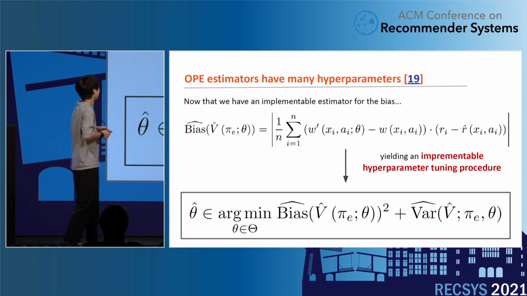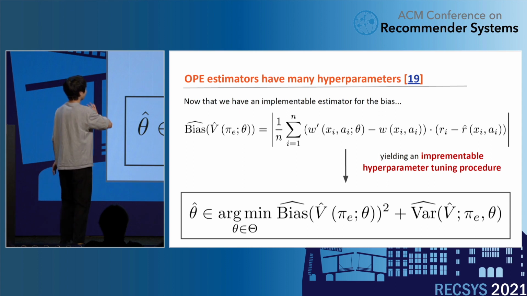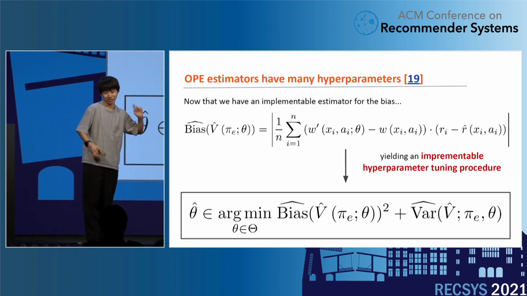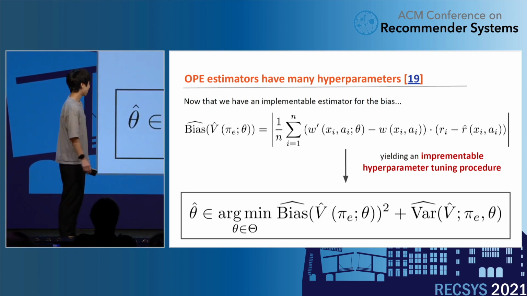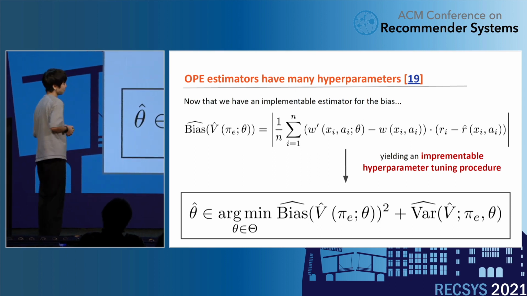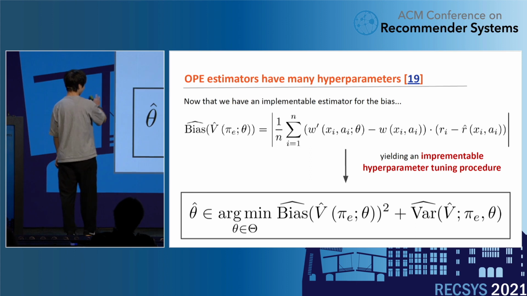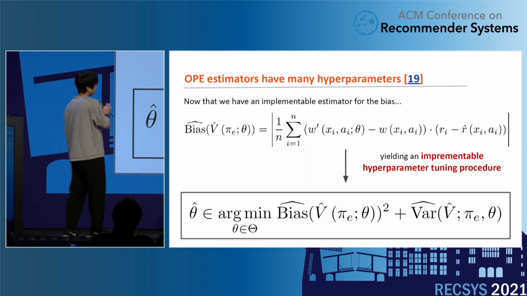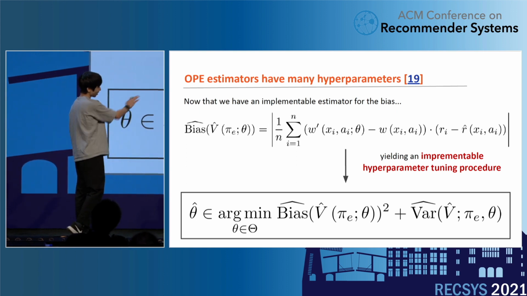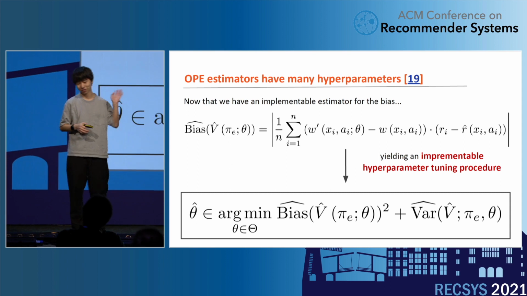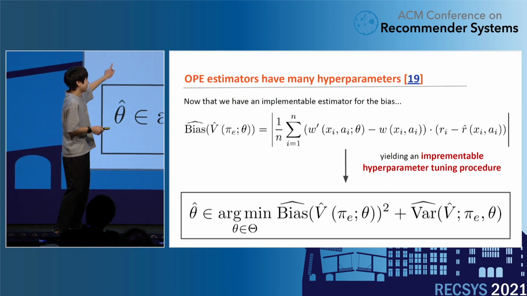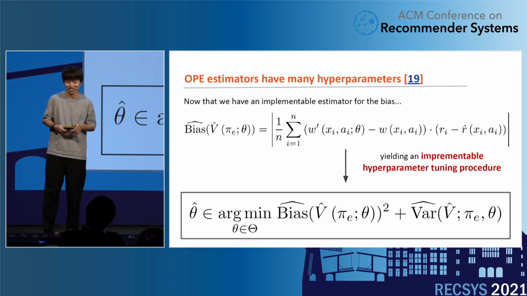But anyway, now that we have this implementable estimator for the bias term, we can calculate this from the log data, meaning that finally we have an implementable hyperparameter tuning procedure for off-policy estimators. We just have to search for the hyperparameter, or the set of hyperparameters, that minimizes the squared bias estimate plus the variance estimate. The variance estimate is much easier to obtain compared to the bias estimate. The bias estimate seems very difficult, but we somehow can do that with this estimator from the recent literature.